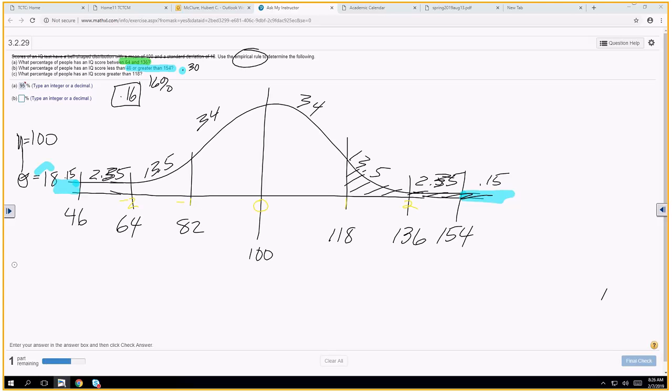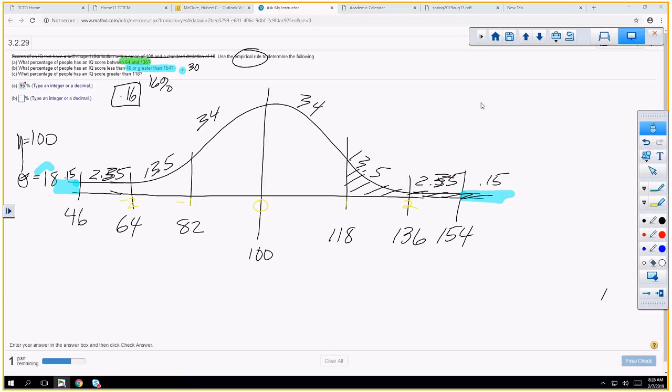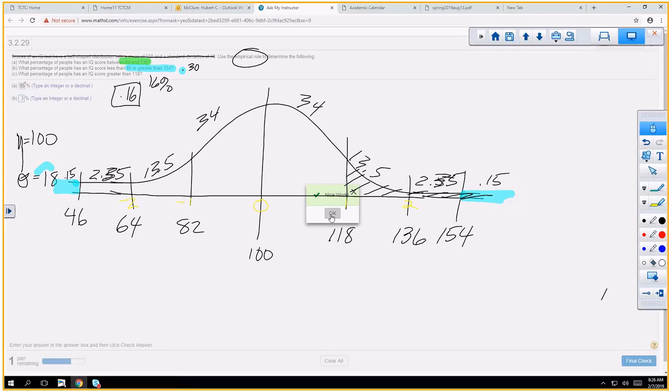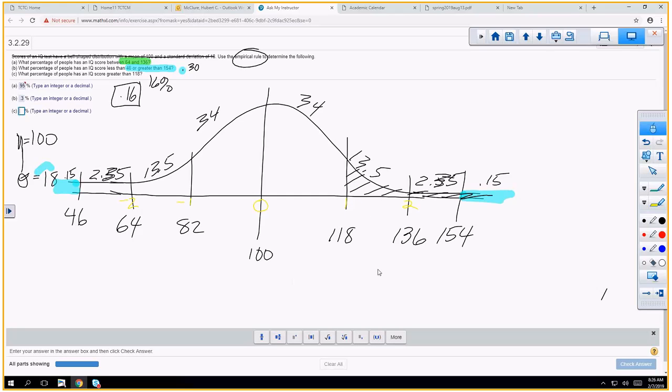It says, okay, type in as an integer. So that'd be, first one would be 95. The second one would be whatever I said. What was the second one? 30. Third would be, okay, that'd be 0.3, which would be what? 3%, right? No, 0.3%. 0.3%, yeah. And then this one would be 16%, right?